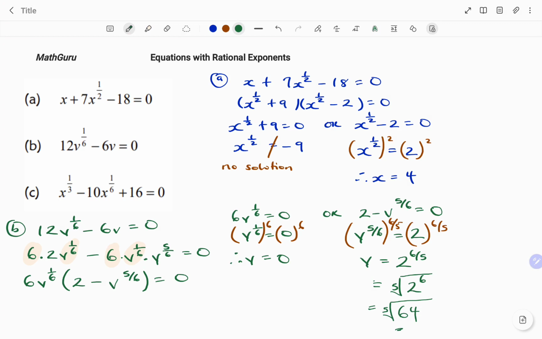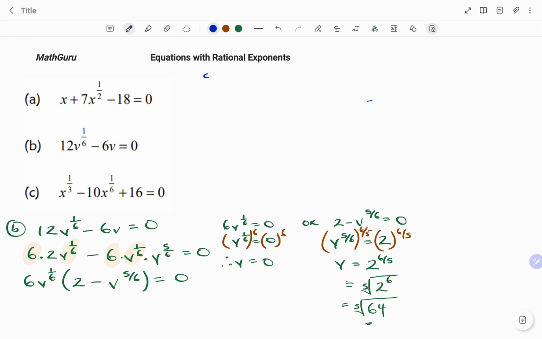In the last example, I have for c, x to the power of 1 over 3 minus 10x to the power of 1 over 6 plus 16 equals 0. What I'm going to do is to factor my left-hand side. And to factor my left-hand side, I'm going to apply the same method I did in the first example. Factors of x to the power of 1 over 3, and then factors of 16, that will give me negative 10. So if I factorize, I have my 2 brackets as shown equals 0.